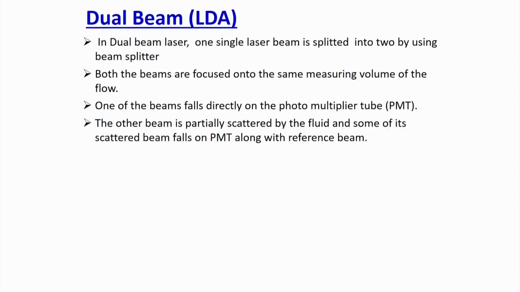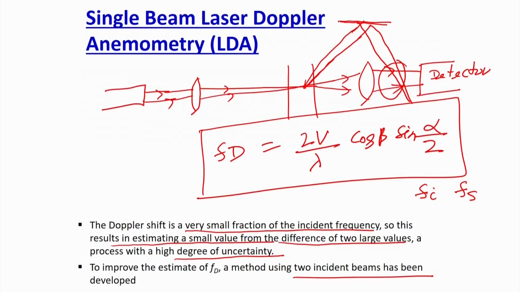Now, what will happen is you will generate some error. Why will you generate some error? Because you are calculating the FD Doppler shift from two values which are very high, the incident light frequency minus the scattered light frequency. So, you are calculating from there. What will happen? The sensitivity or the accuracy of this FD measurement will not be that good, and therefore you will see a high degree of uncertainty in your measurements. Therefore, to overcome this, what do we do? We incident two beams.